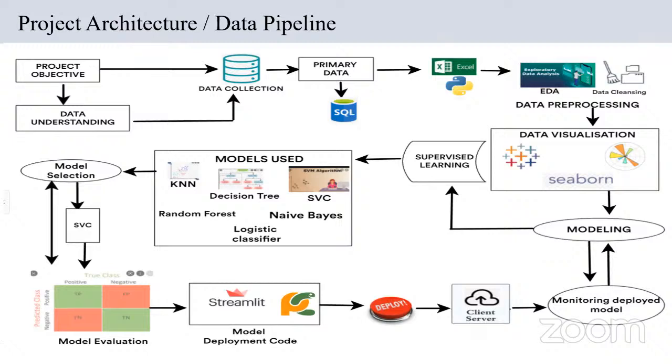After that, we perform hyperparameter tuning. Then we deploy the SVC by using Streamlit in Python. Lastly, we can save it in client servers for monitoring and maintenance purposes. Next slide.